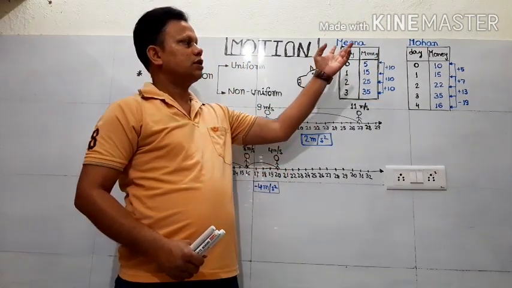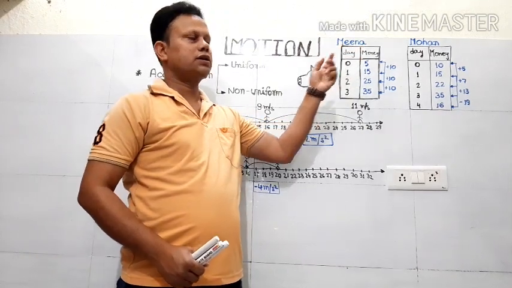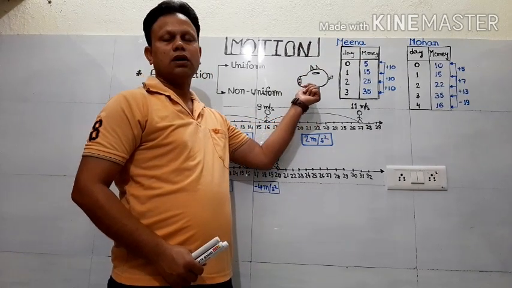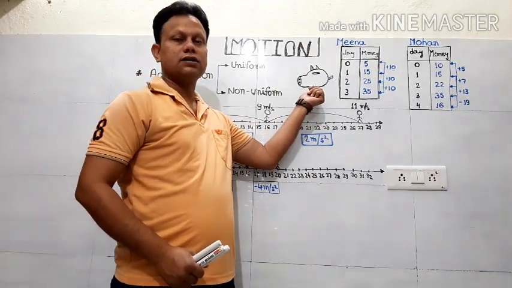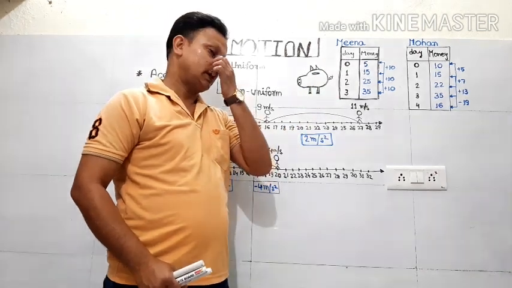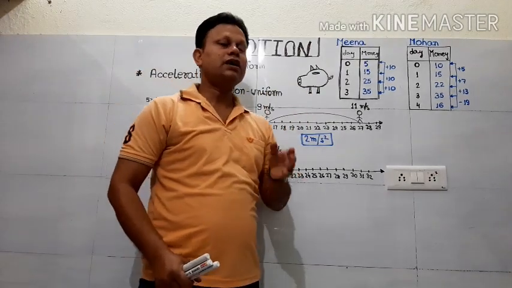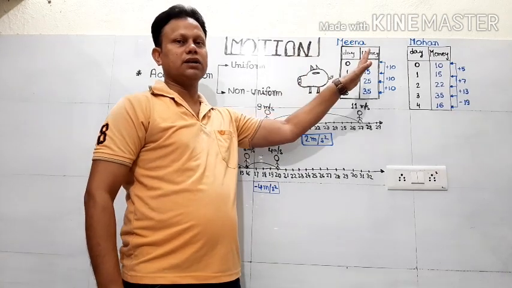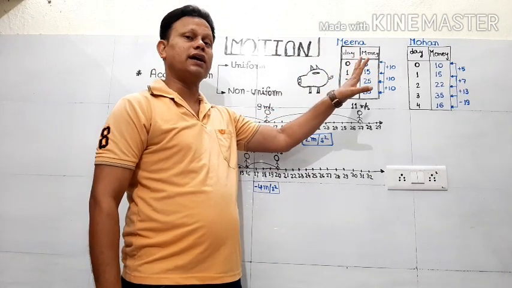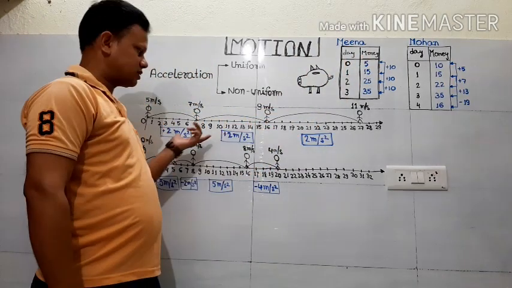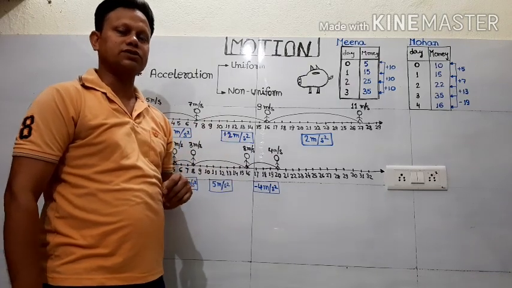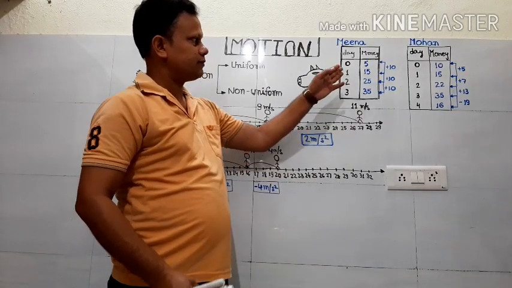Suppose their mother gives them a piggy bank, to each of them. Now, the way in which they are depositing the money will help you to understand the difference between uniform acceleration and non-uniform acceleration. So just have a look at this.